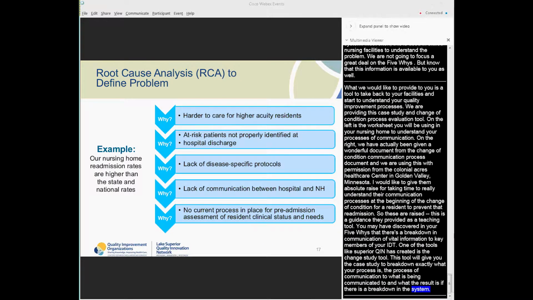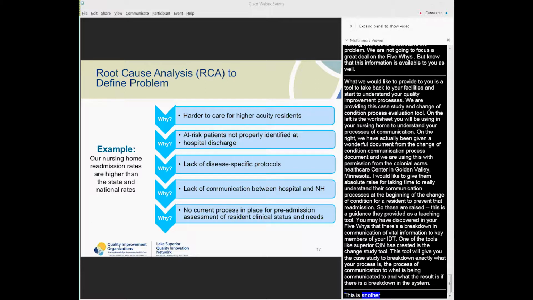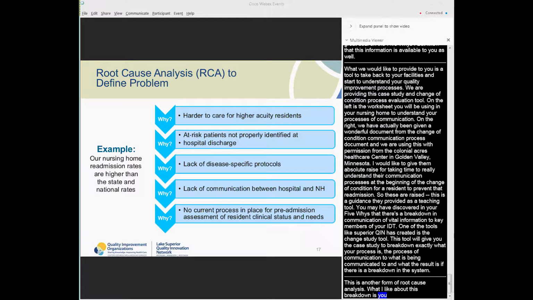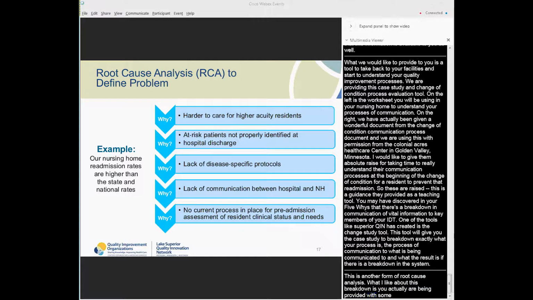Okay. This is another form of root cause analysis, and what I like about this breakdown is you actually are being provided with some suggestions for why you have a readmission rate that might be higher than the national average. So we're looking at the reasons why. Why is this resident going back to the hospital?